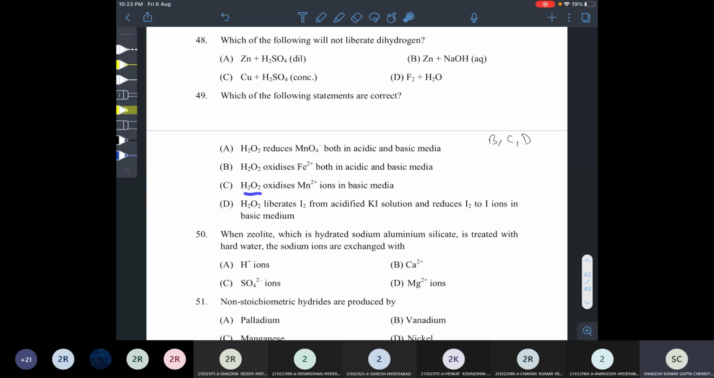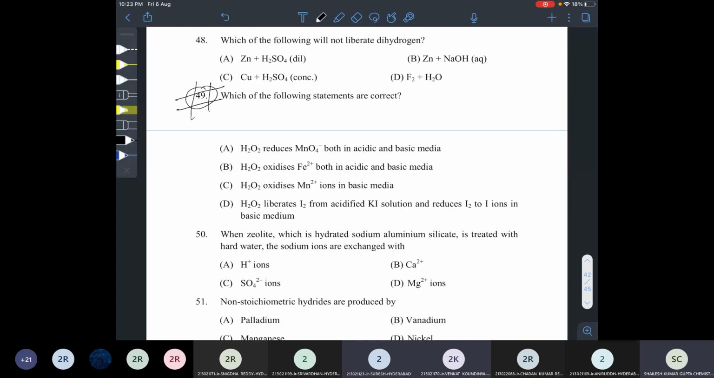H2O2 oxidizes Mn2+ ion in basic media. That's true. H2O2 liberates I2 from KI. That is also true. And reduces I2 to I minus. This is also quite doubtful to me. So for now, sir, I will reserve this. I will just recheck the thing related to that.